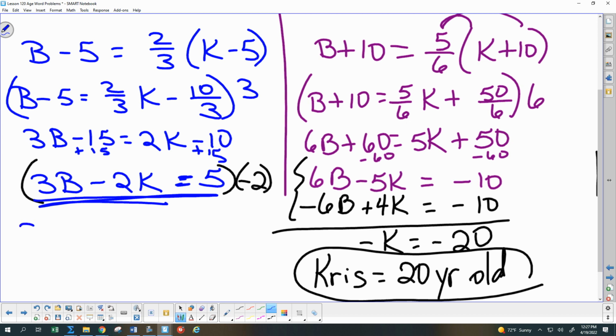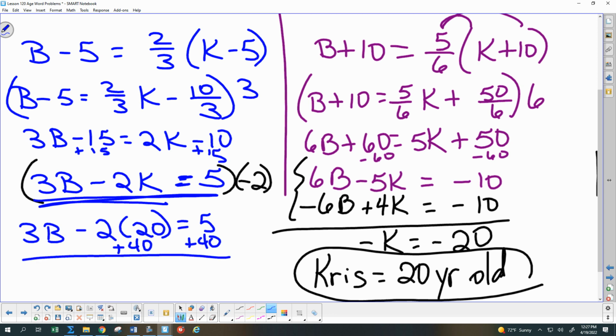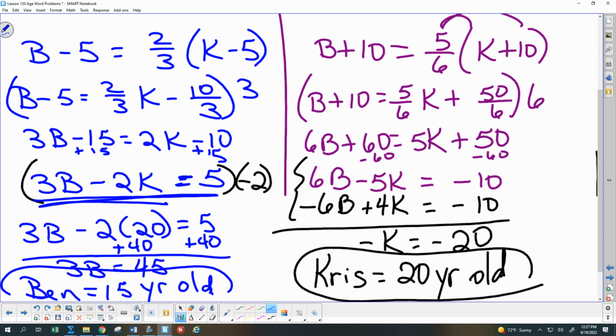I don't blame you. So 3b minus 2 times that 20 needs to be 5. This is a minus 40, so we're going to add 40. So if 3b is 45, that means b for Ben is 15 years old. And do we have any questions on that one? Then one more.